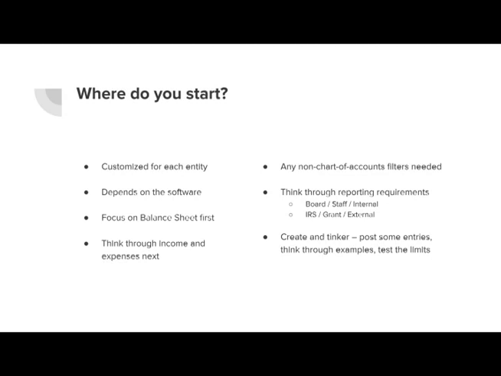So any non-chart of accounts filters needed. So that's what we get back into, like tags or classes. I would, again, customize it, focus on the balance sheet, funds, income statements and expenses, and then get into those other categories. So what are those other things that we need to track? Back to those tag examples.